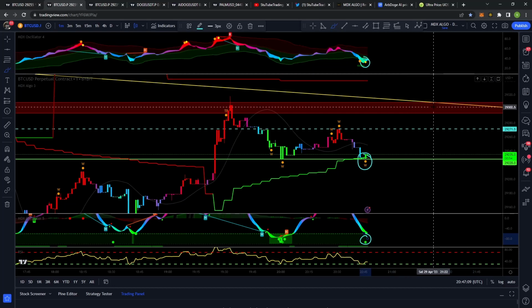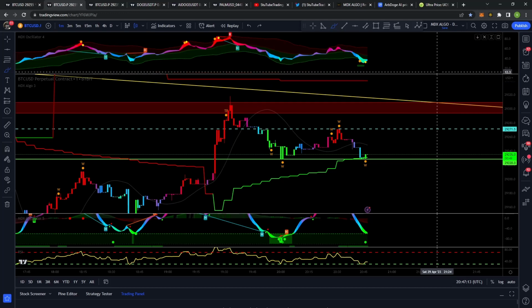Really tempted to close my short right now. What am I sitting at? Maybe I'll close half. And then if we bounce up, I could get a better entry maybe, but no, I'm just gonna leave it.